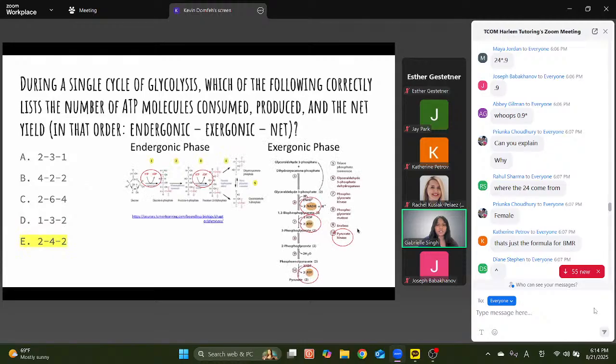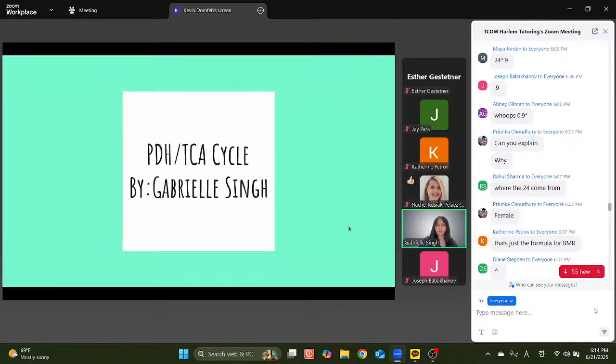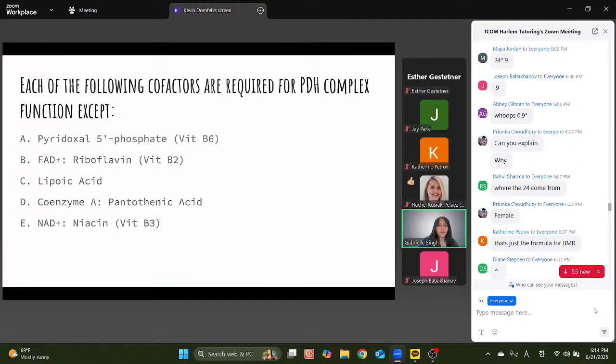Everyone understood this with the endergonic, exergonic ATP net. Okay, great. We can move on. Now we're going to talk about PDH TCA cycle. Each of the following cofactors are required for the PDH complex function except.